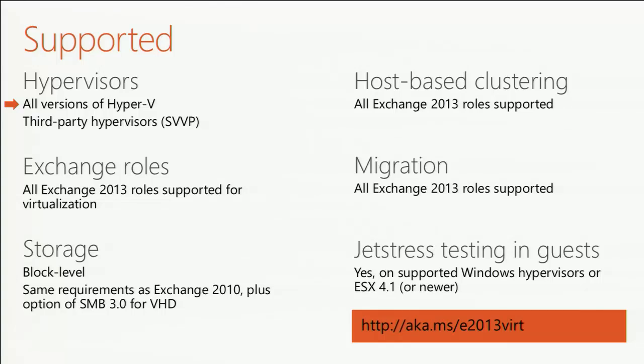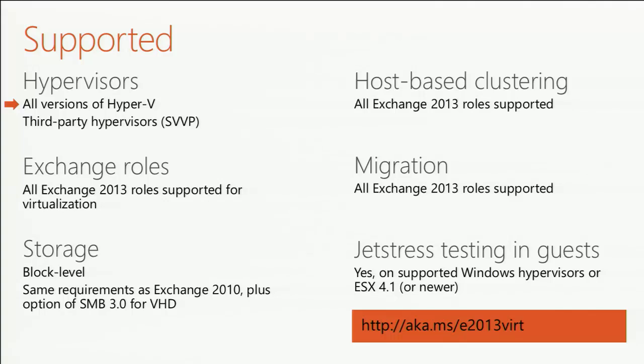Storage. We require block-level storage for Exchange, same as when Exchange is deployed on physical hardware, not virtualized. And essentially for 2013, we have the same storage requirements for virtualized Exchange as we did for 2010, with one exception, and that was the introduction of support for SMB 3.0 for storage of VHD files. That doesn't include NFS, doesn't include down-level versions of SMB. It's just SMB 3.0. And we'll talk a little bit more about that in a few minutes.